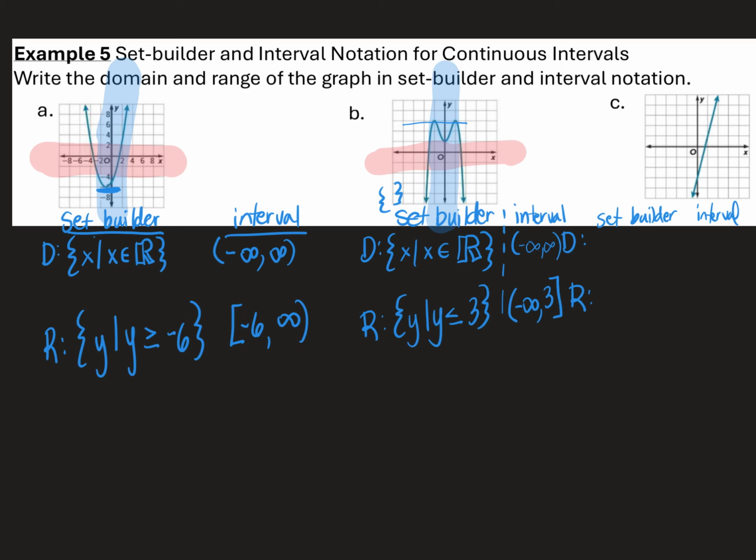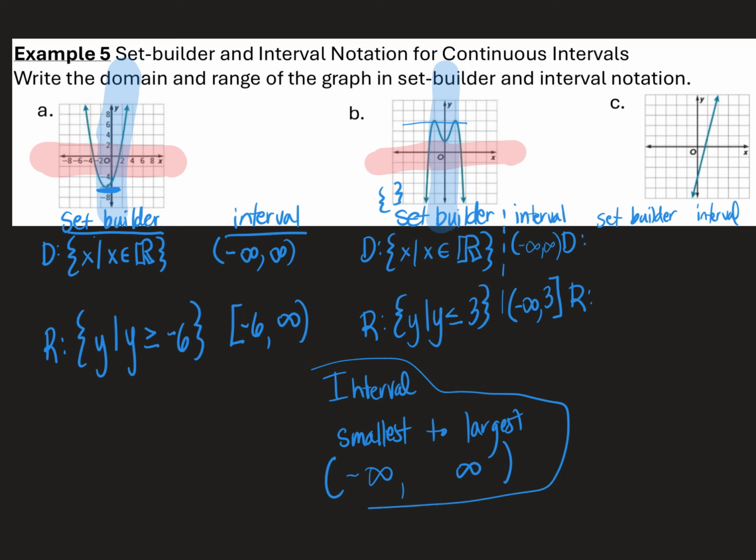One thing about interval notation I want to point out really quickly, if you'll please write this down as well. Interval notation is from smallest to largest. Negative infinity is the smallest, infinity is the largest. So your smallest number is always going to be on the left and your largest number is always going to be on the right. So just remember that for interval notation.